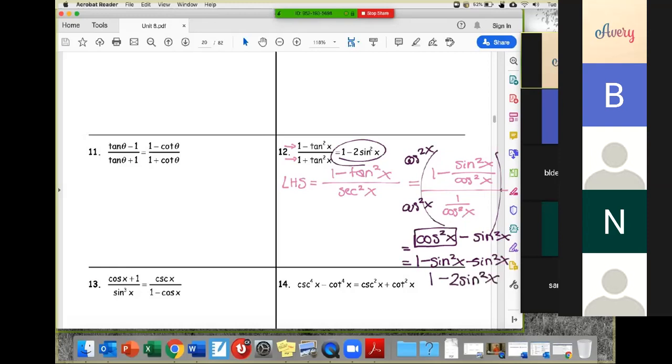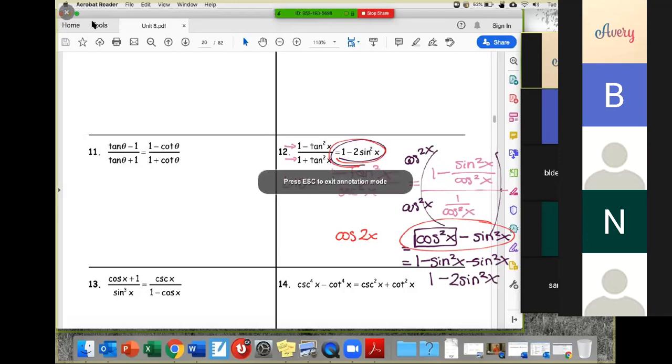I've also seen people here say that this is the same as cosine of 2x, one of the double angle ones, and so is this answer. So you can use that as a go-between as well.